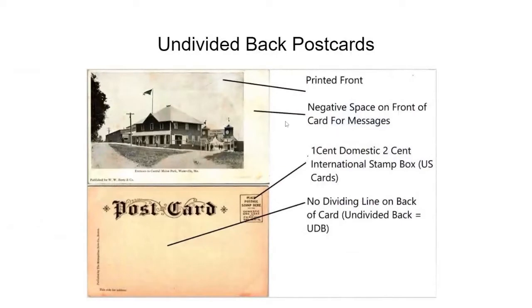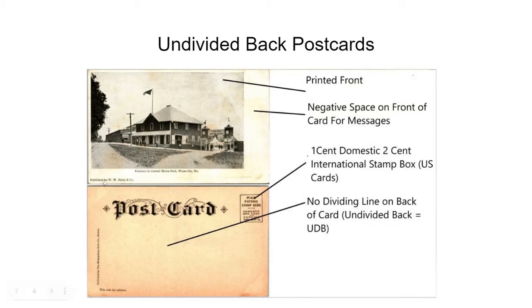So start with the first one. We have undivided back postcards. Now, these are pretty easy to identify. They're printed front only. They've got a lot of negative space usually on the front of the card. The reason was that when postcards were still really beginning to be in use, the front of the card was for your address, and they were indicated usually as such. You can see down here, it says this side for address, and this side would be for your messages.